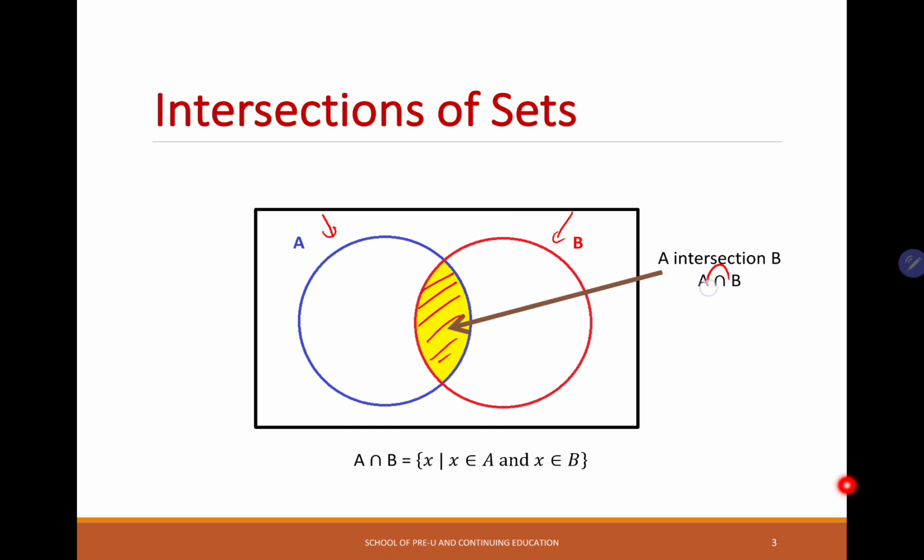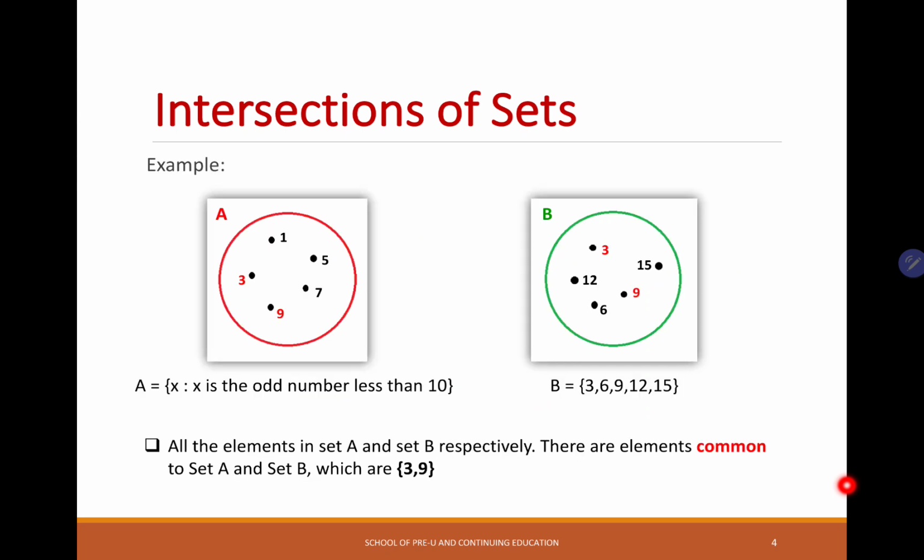We represent it using this symbol, which looks like U, but it's actually not U. We just call it the intersection of sets. So this shaded area is represented by A intersect B.